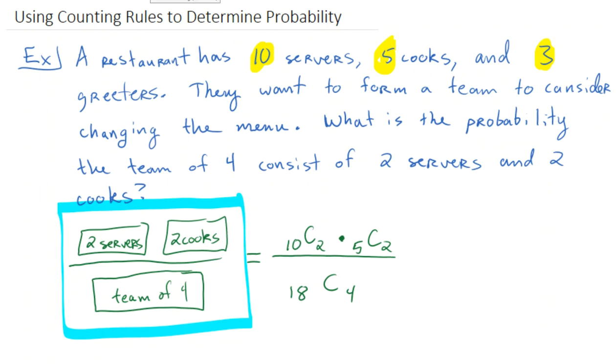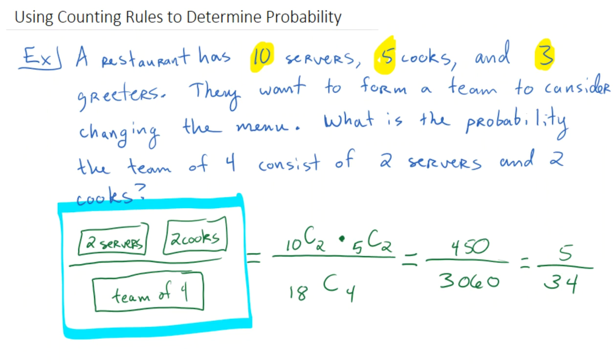Oh wait, hold on. You guys want me to calculate out the total. Alright, so with the numerator we get that that's 450, the denominator calculates out to be 3060, and if you divide a 90 out of both of those it reduces to 5 over 34.